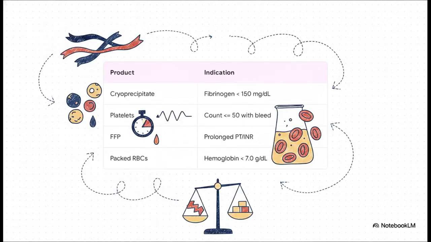And let's look at the management protocol for the hematologic disaster of DIC. Because this bleeding can be fatal, providers use exact thresholds to replace the consumed clotting factors. If fibrinogen drops below 150, we give cryoprecipitate. If platelets crash to 50 or below and they are actively bleeding, we transfuse platelets. If the PT/INR is prolonged with active bleeding, we go with fresh frozen plasma, and we top up packed red blood cells if their hemoglobin drops below 7.0. It is a highly calculated balancing act.